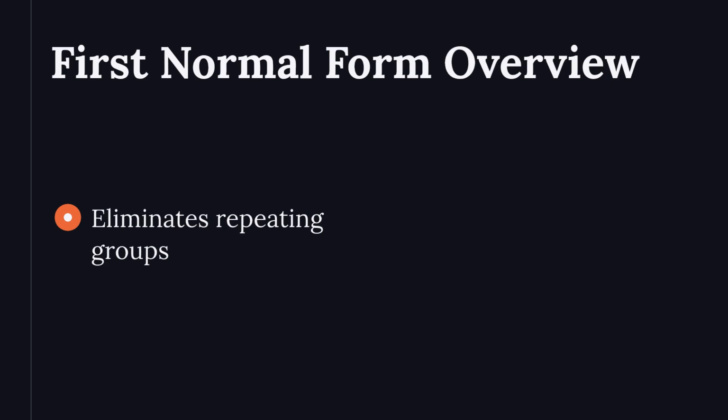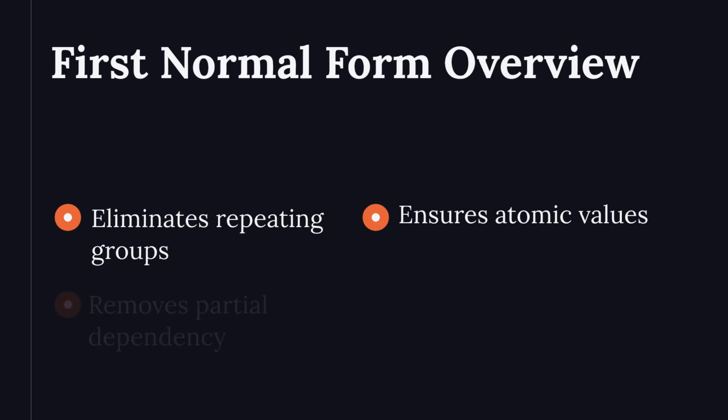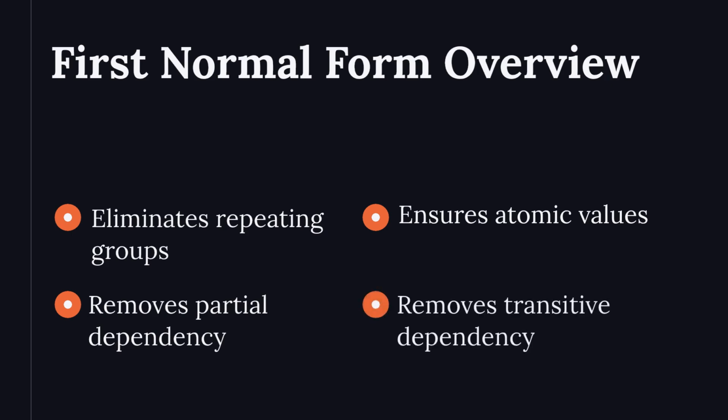First normal form eliminates repeating groups and ensures atomic values. Second normal form removes partial dependency in composite keys. Third normal form removes transitive dependency. Most databases aim for third normal form. It balances structure and performance effectively.